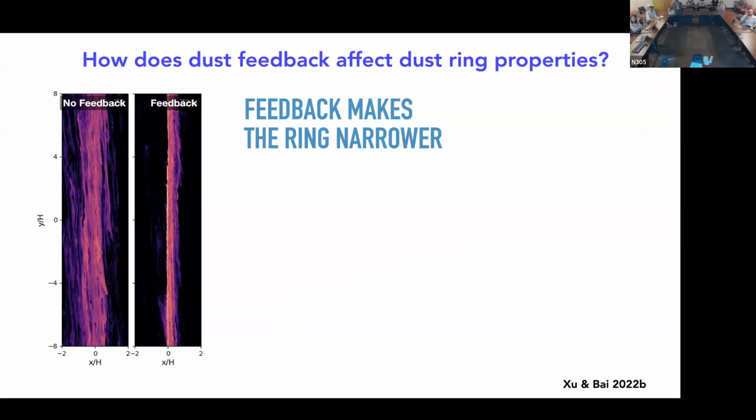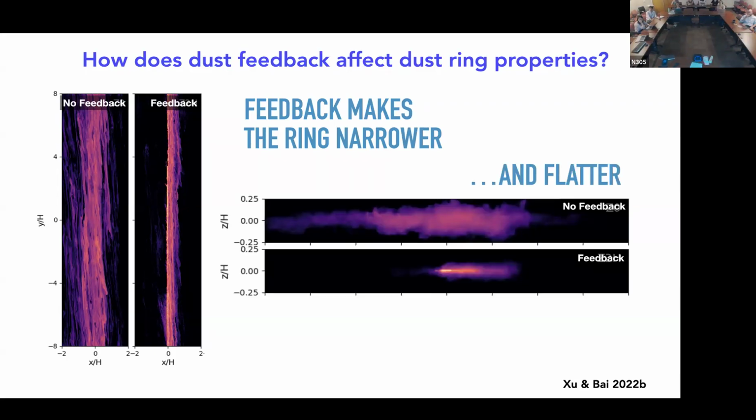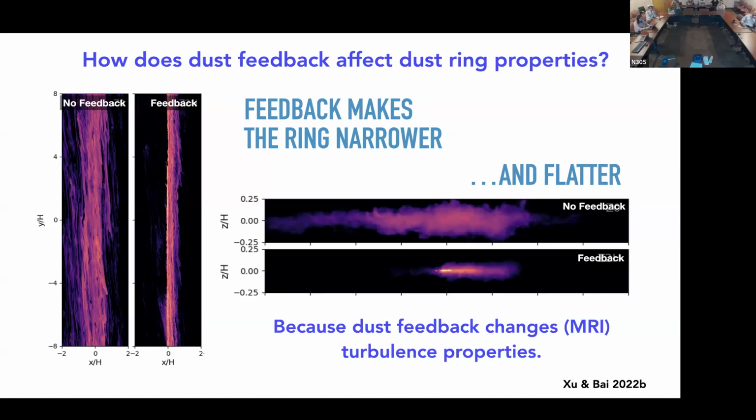And so now we see the clumping properties. We also wonder how the dust feedback can affect the dust ring properties. It's actually very obvious to see that when dust feedback is included, the rings are much narrower compared to the case without. And if we look at the edge-on view, we also see that the dust feedback is making the dust layer thinner. So basically, dust is more settled to the midplane when dust feedback is included. We think both of these happen because dust feedback can change the MRI turbulence properties, which I will also talk about later.